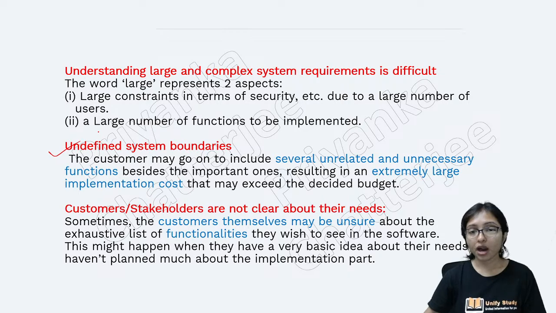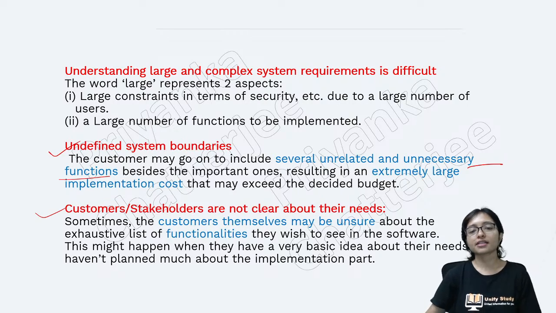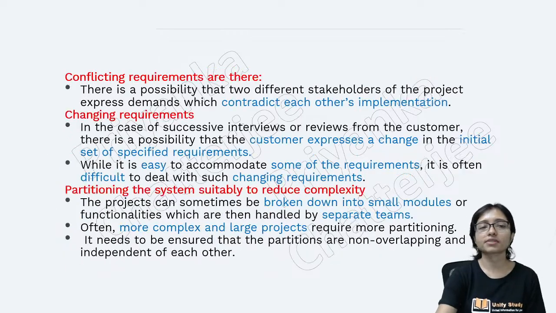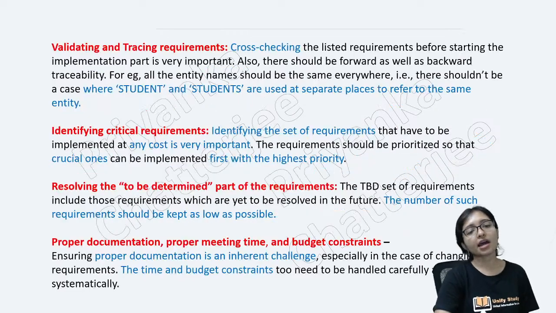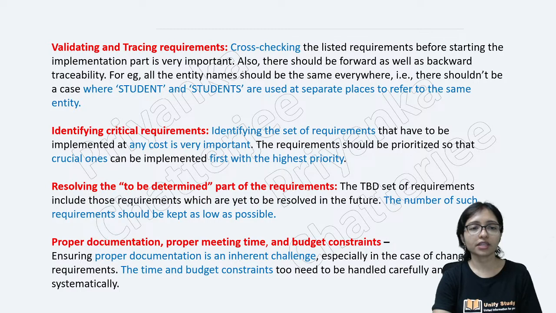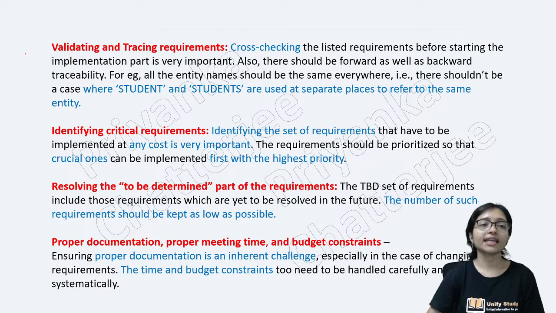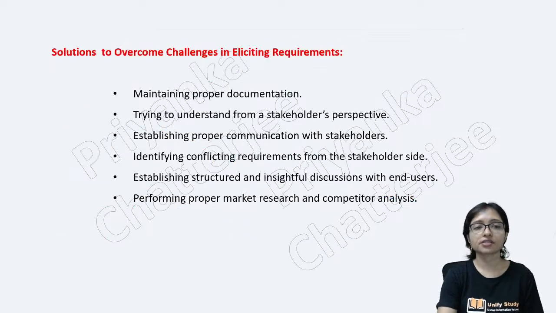Identification of system boundaries, unrelated and unnecessary functions. Customer and stakeholder: here the stakeholder is not clear. If it is not clear to you, then problems can happen. Here these are a little bit detailed, not that much requirement. Validating and tracing requirements. This is called validating and tracing.